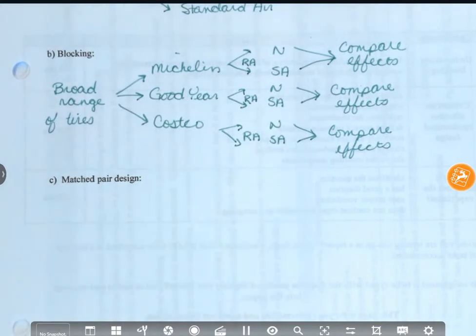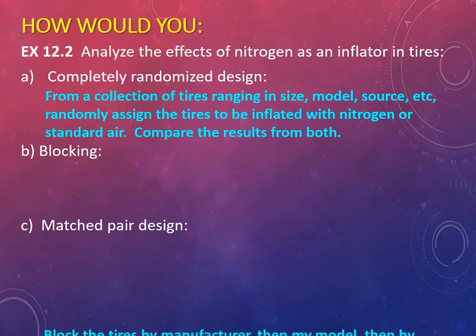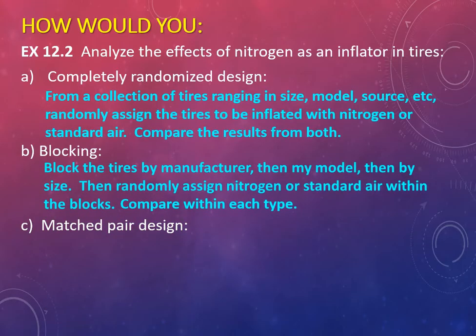So, matched pair, let me go back to the blocking. So the words blocking, you would just say block by manufacturer, if you wanted to go even further, by model, by size, whatever you wanted. But then within each block, standard error, and you only compare within each.